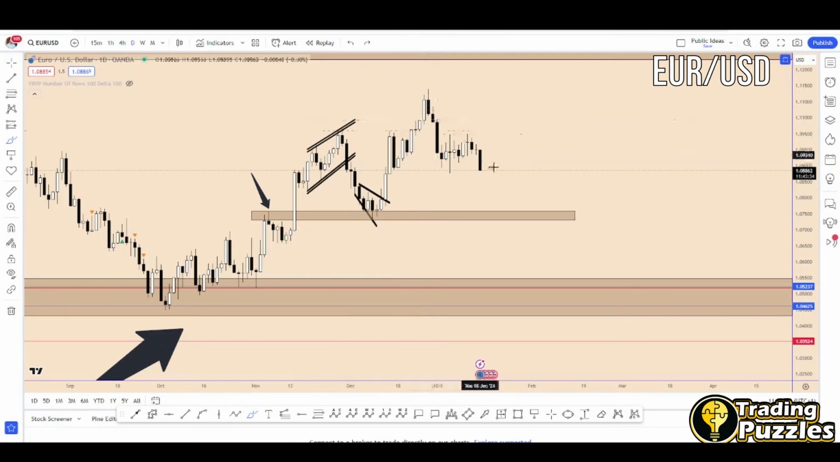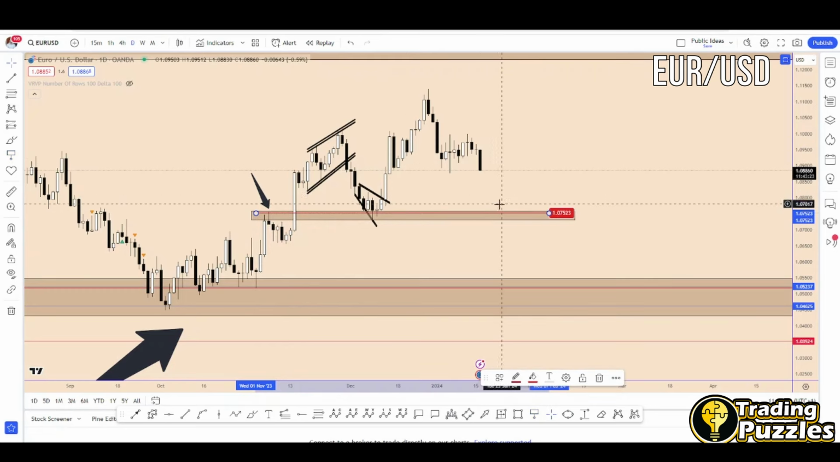So a very strong zone, if the price is going to continue moving down further, will be in this zone again. And this is going to be also a major target for this movement, so a major bearish target for us.